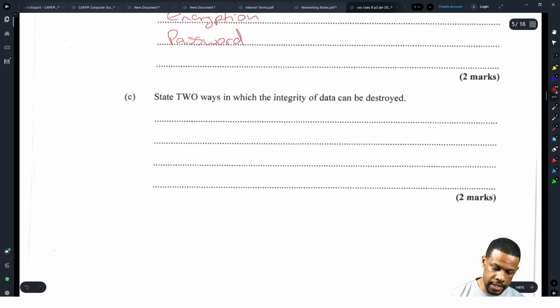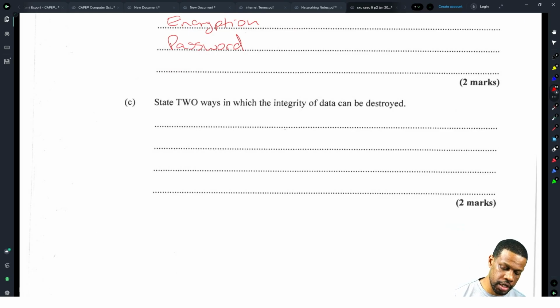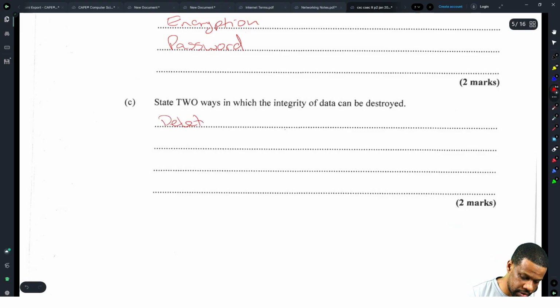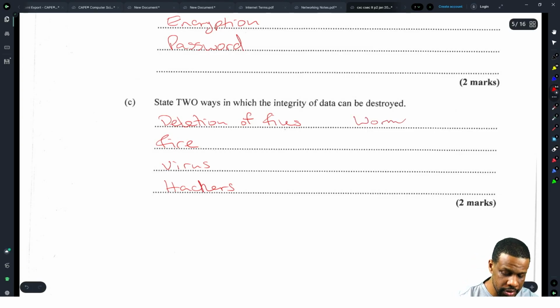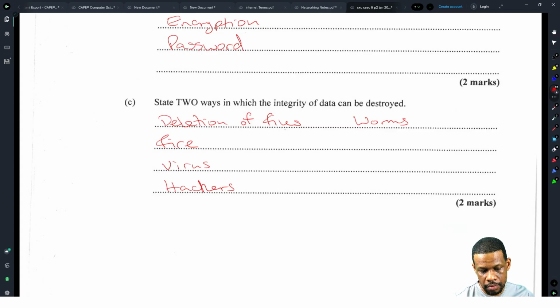You should be good. Alright, state 2 ways in which the integrity of data can be destroyed. Deletion of files, a fire, a virus, hackers. You have all kinds of things that you could use here. Deletion of files, fire, virus, hackers. You could put worms. You could put upset employees.